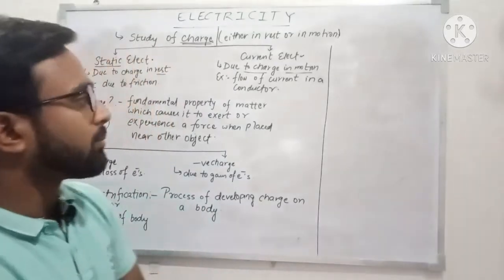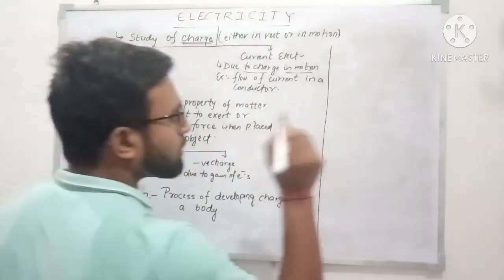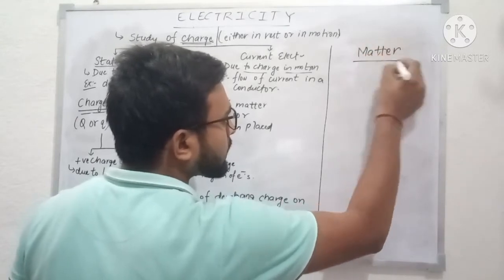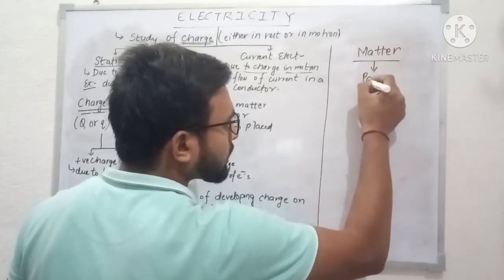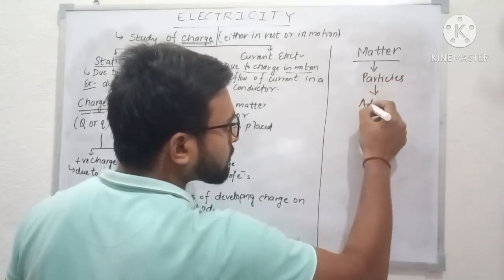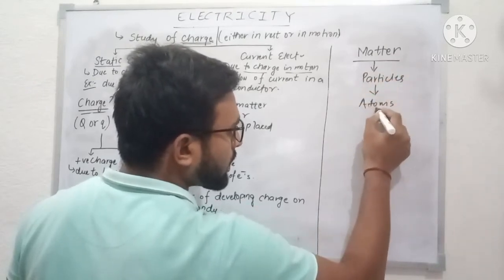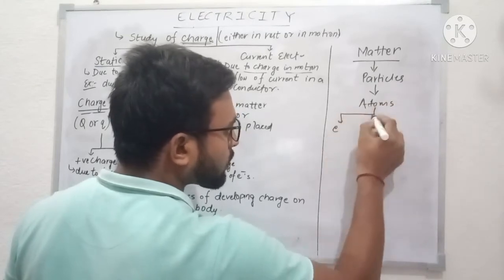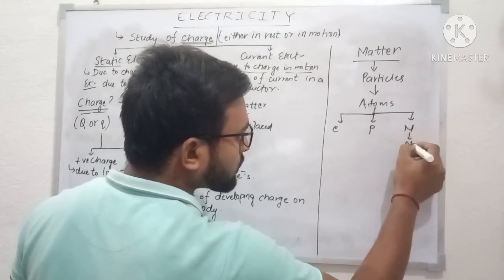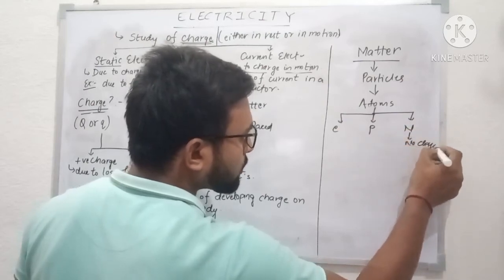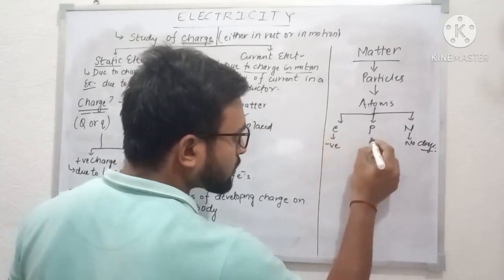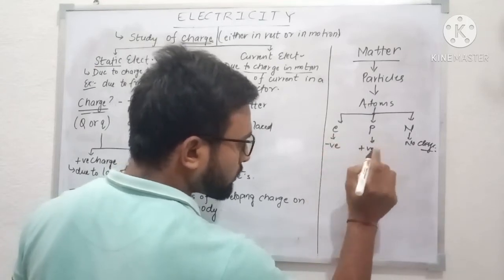समझिए इसको क्या है. देखिए फंडामेंटल प्रॉपर्टी मतलब देखिए कोई भी मैटर है, वो किसका बना होता है? पार्टिकल्स का. और उसके सबसे छोटे पार्टिकल्स को क्या बोलते हैं? एटम. और ये एटम्स किससे बने होते हैं? इलेक्ट्रॉन, प्रोटॉन और न्यूट्रॉन. न्यूट्रॉन पे कोई चार्ज नहीं होता. इलेक्ट्रॉन पे हम लोग बाय कन्वेंशन जानते हैं नेगेटिव चार्ज होता है, प्रोटॉन पे पॉजिटिव चार्ज होता है.